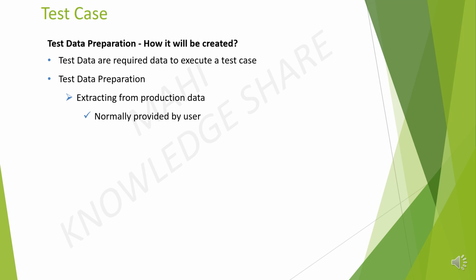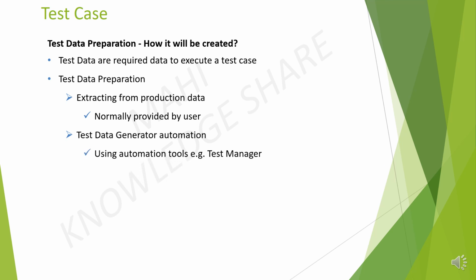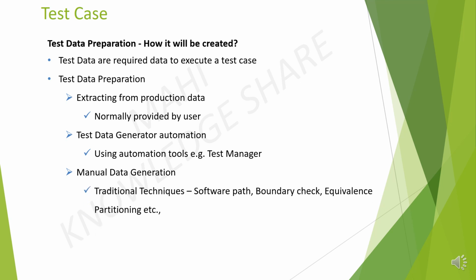The second way of generating data is through a test data generator automation tool like Test Manager. And the third way is manual test data generation, that is by using traditional techniques. We will prepare the data using the software path, boundary check, equivalence partitioning, etc. This method is used normally in low-level testing.